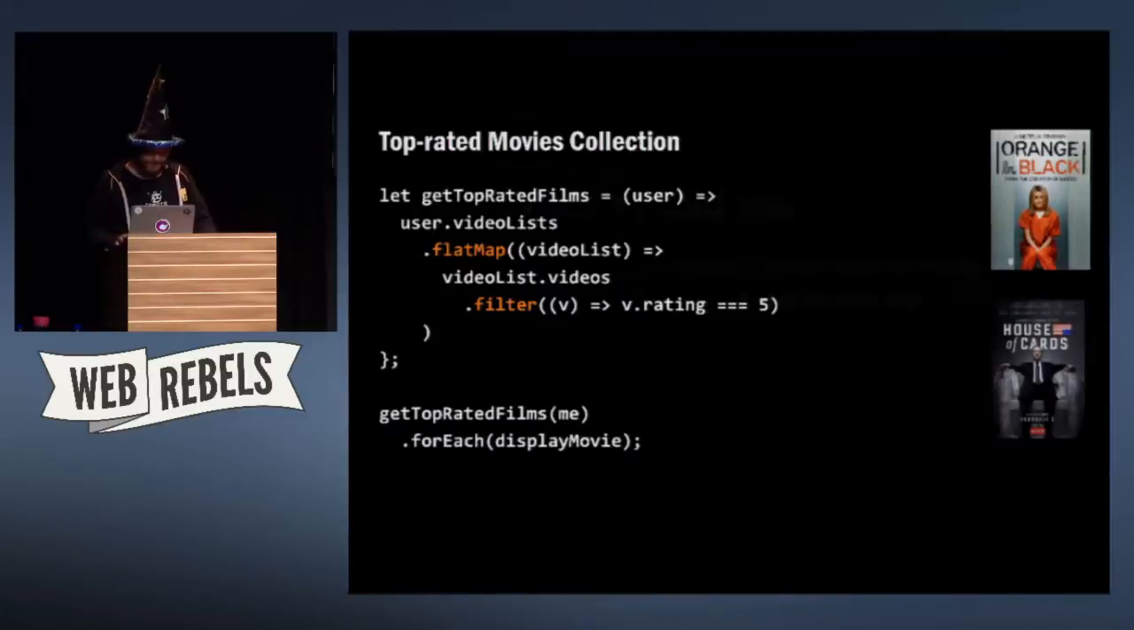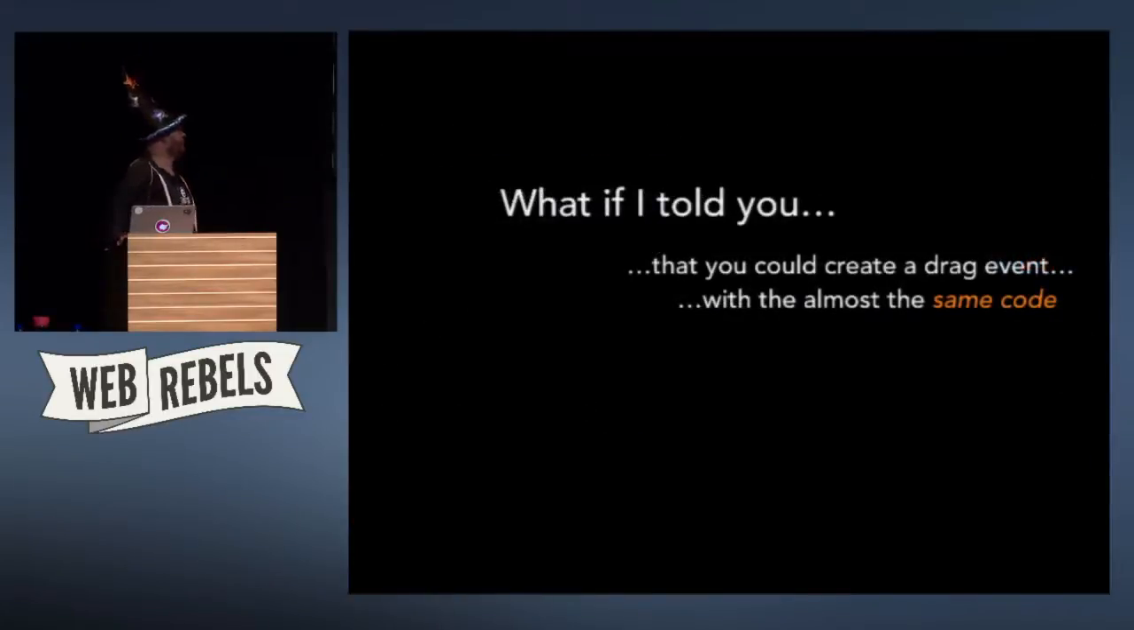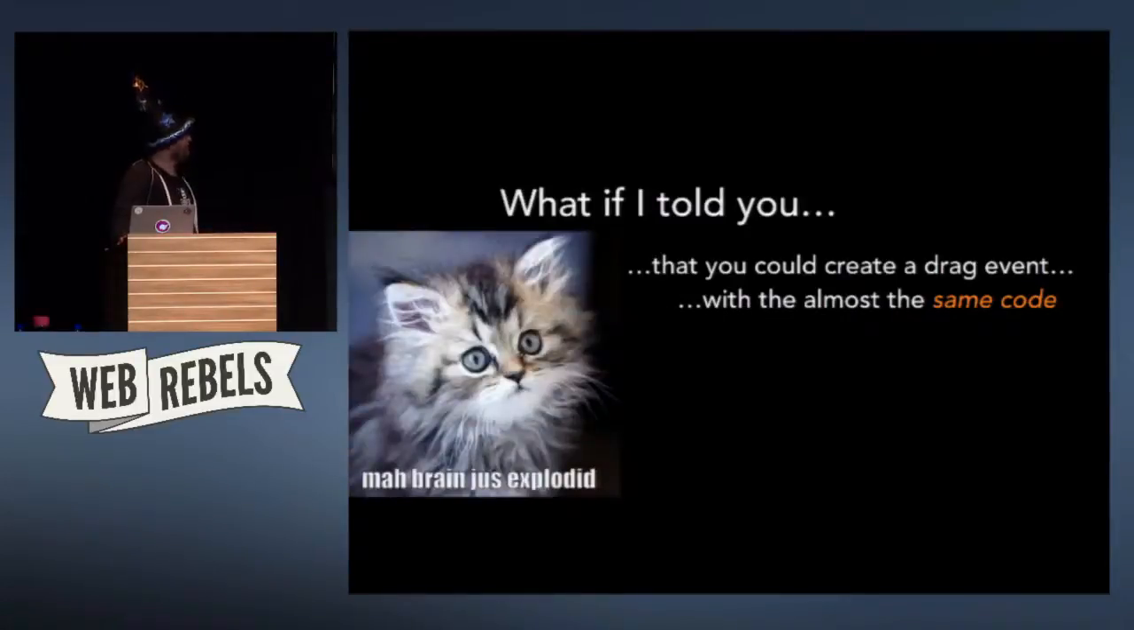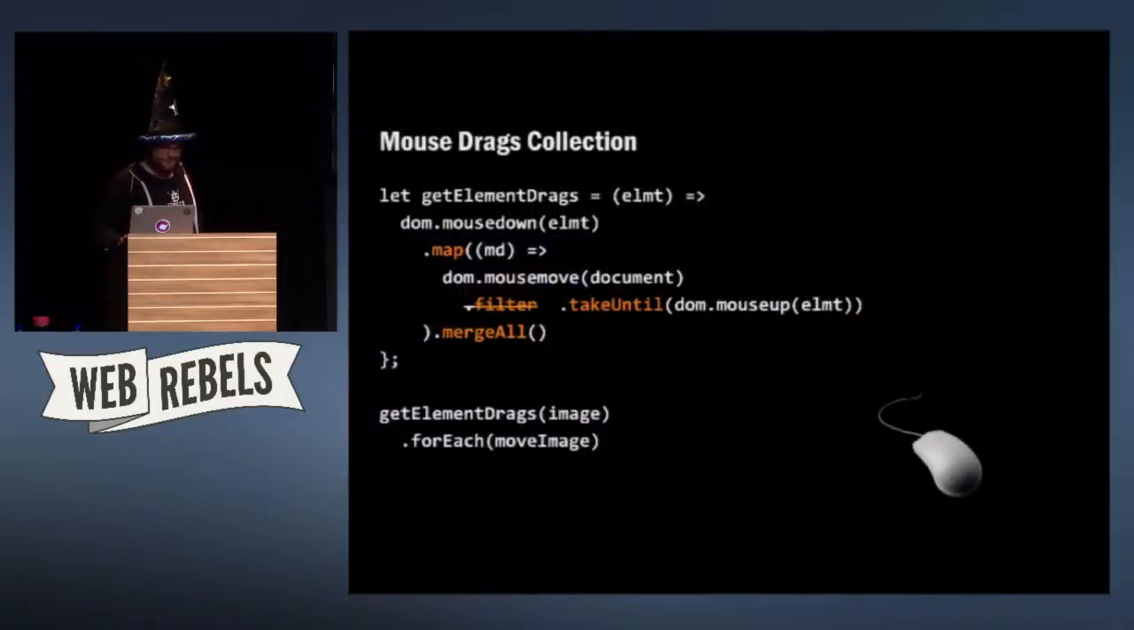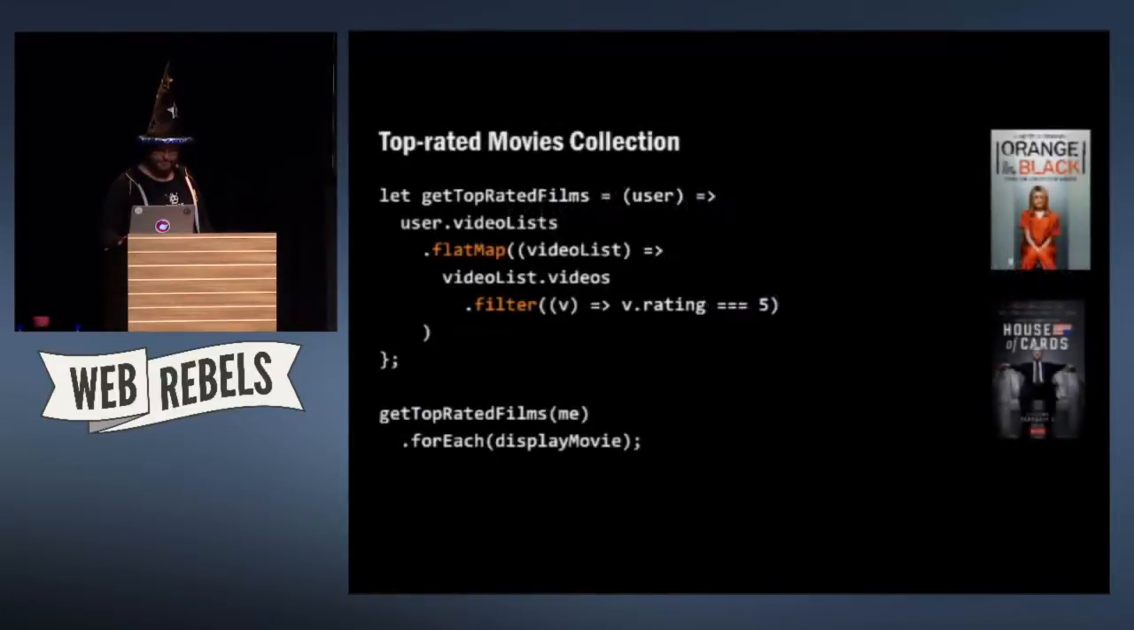Pretty simple. Now, what if I told you taking this exact same piece of code on something that may be completely synchronous and taking it to something completely asynchronous? Would it be possible? And the answer is yes, absolutely. So, for example, we can take get element drags given an element, go mouse downs, map mouse move with the document, and then we can take, instead of filter, we have take until, and then we merge it all, or just use flat map. So let's take a look at that.